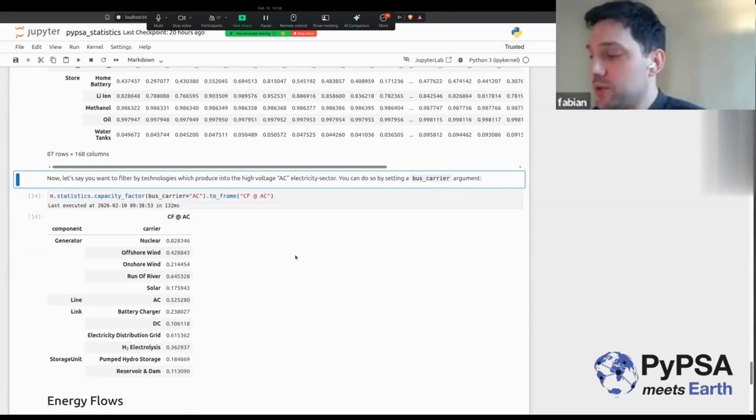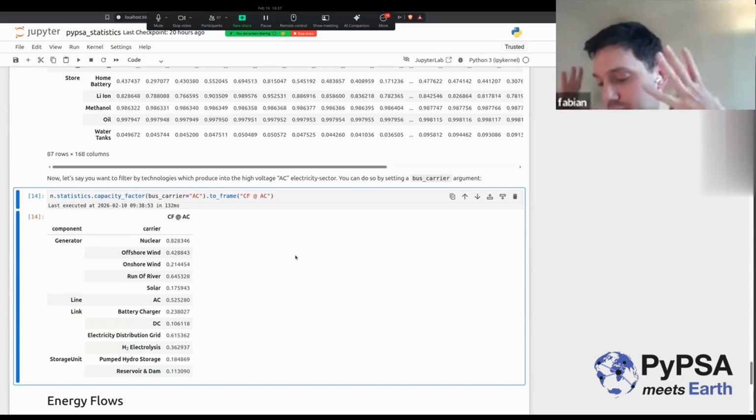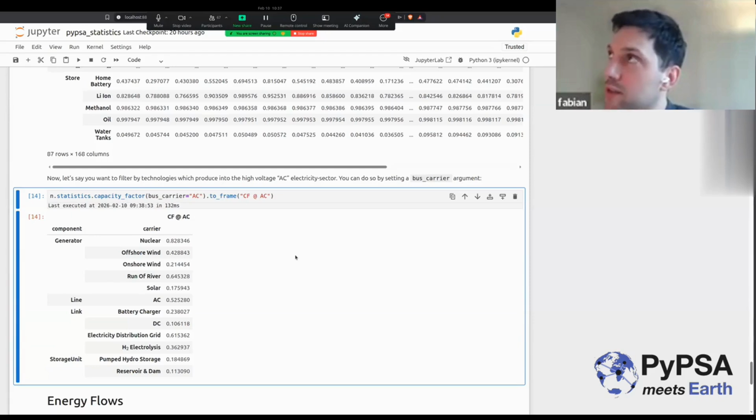Now here you can also do things like filtering. You can do this everywhere, but I'm just showcasing it in this function with the argument bus carrier. So again, capacity factor, but now we're interested in all the technologies that actually produce AC, so electricity. That convention you have to think of as a topological thing. Generators are attached to buses, and links as well, stores as well. All these components we're talking about have a collection point where they produce power to.